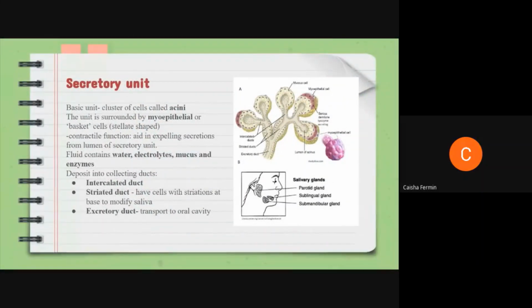Okay, so in each gland, there are thousands of small secretory units known as acini. These units have myoepithelial cells that help them to expel secretions from their lumens. The fluid in the lumen contains water, electrolytes, and depending on the gland, mucus and or enzymes. They deposit into 3 ducts. First, the intercalated duct, then they gather into a larger striated duct and into an even larger excretory duct.